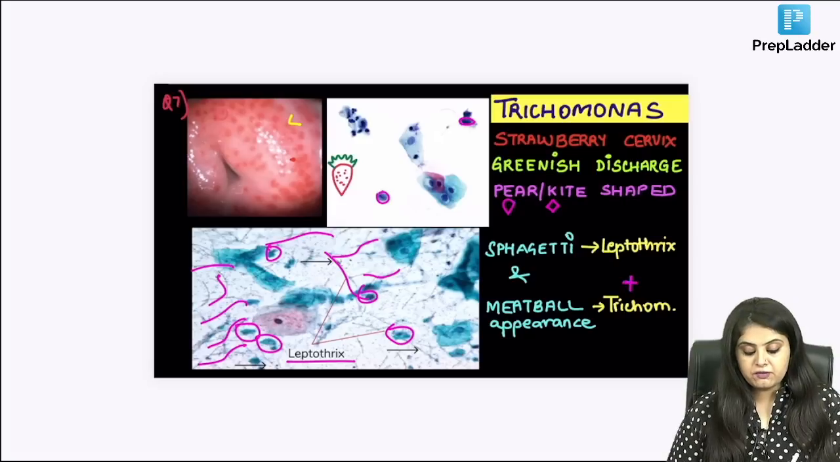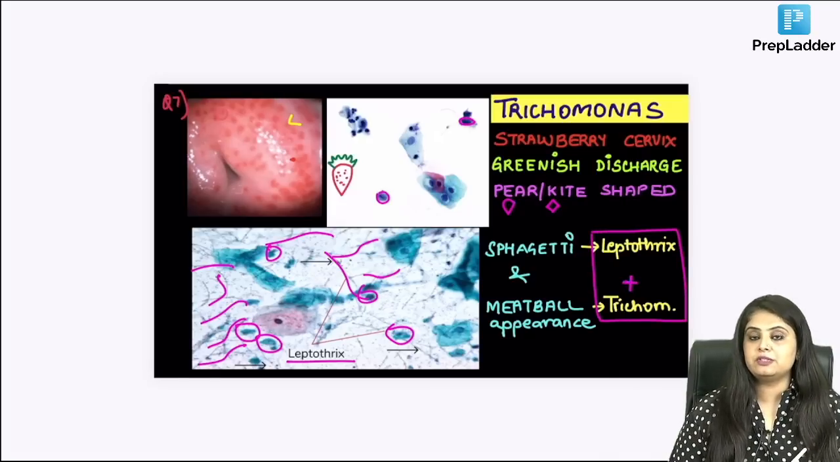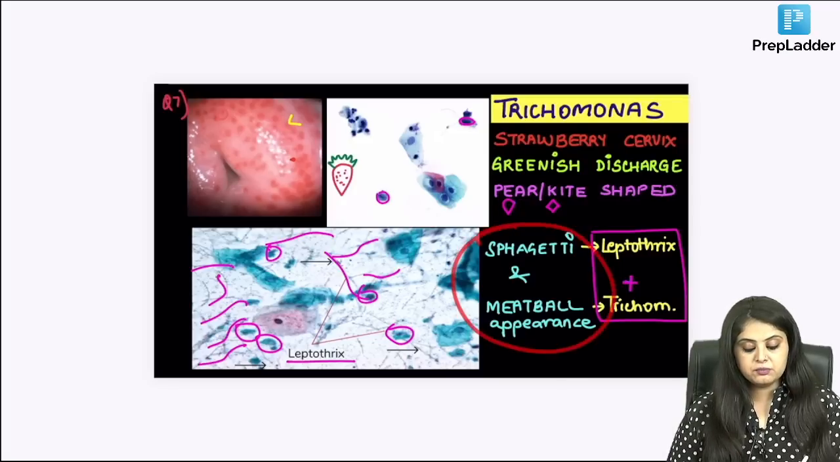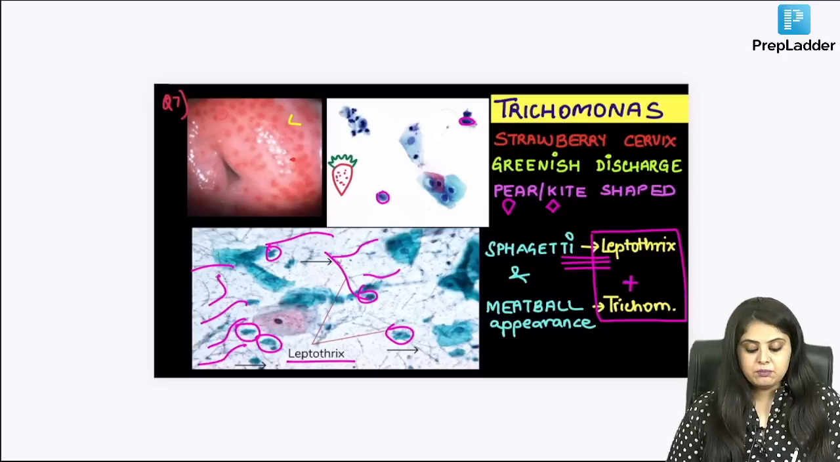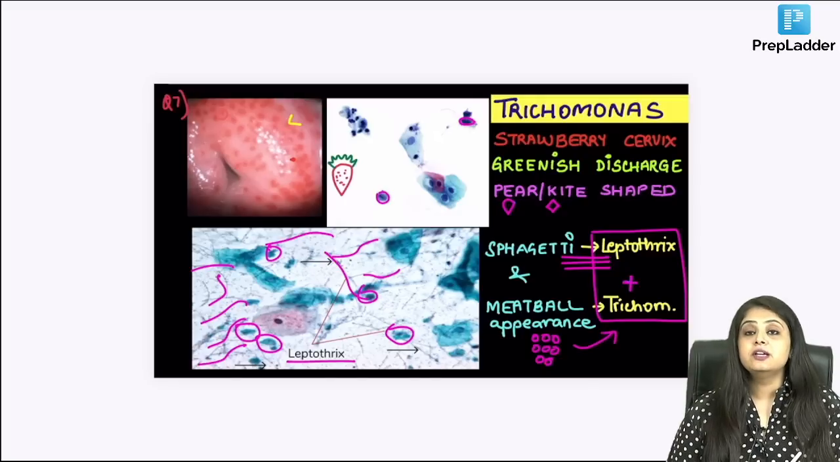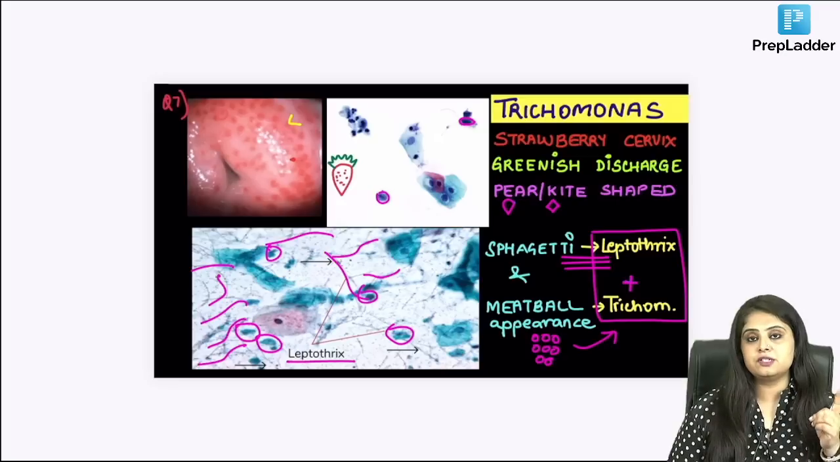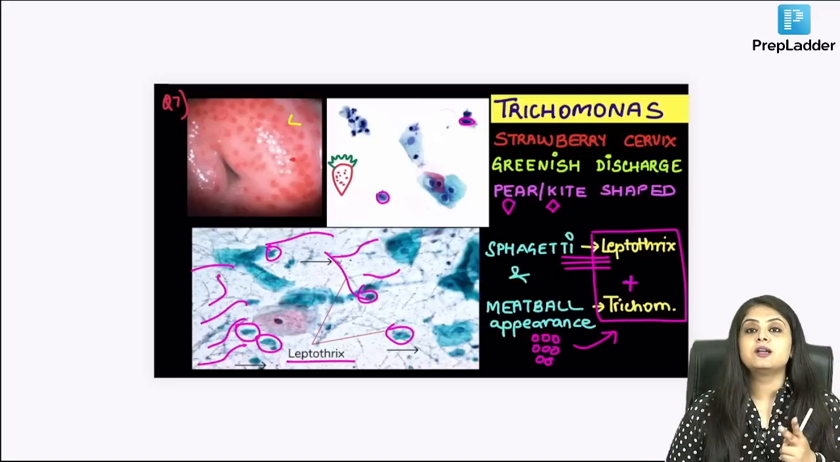This appearance of leptothrix and trichomonas together is known as spaghetti and meatball appearance. Spaghetti pasta is going to look long like the leptothrix, and meatballs are round, like the pear shape, that is going to be trichomonas. So now your second homework for the day is: which fungal infection or which other infection can show you the spaghetti and meatball appearance? Homework number 2. Homework number 1 was which nuclear appearance in dilated cardiomyopathy. Homework number 2, where do you otherwise, other than this, see spaghetti meatball.